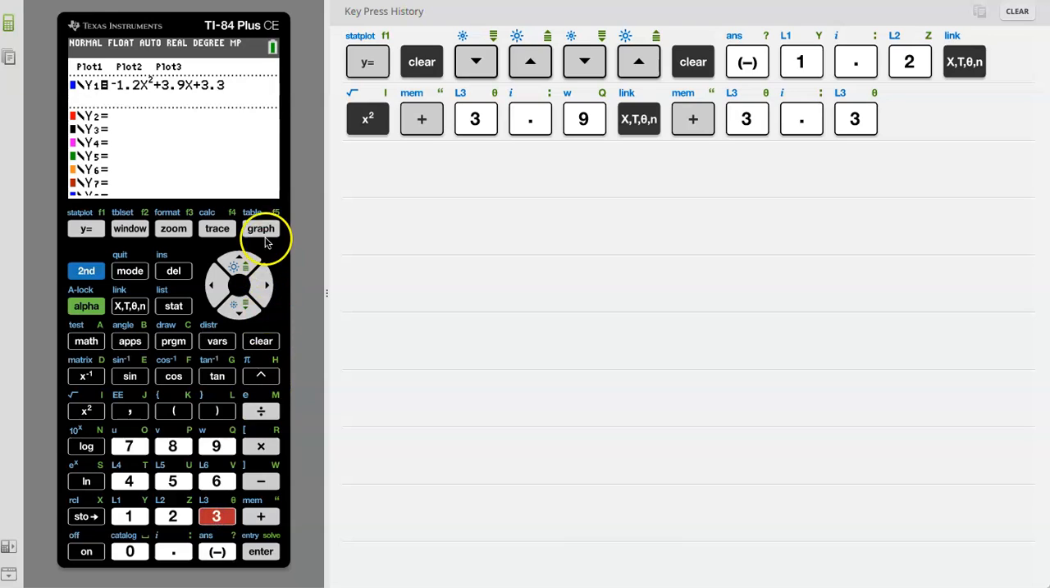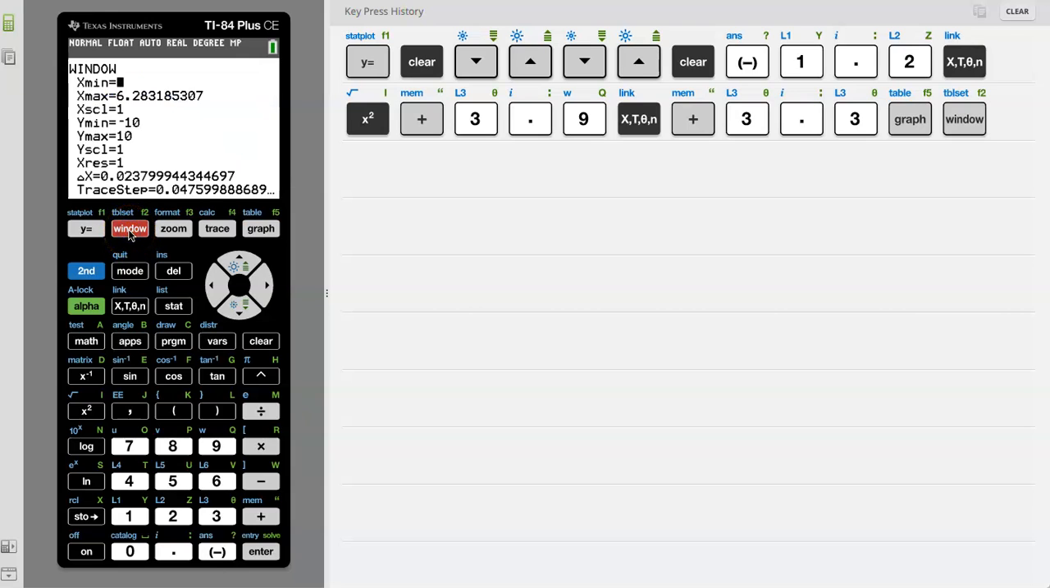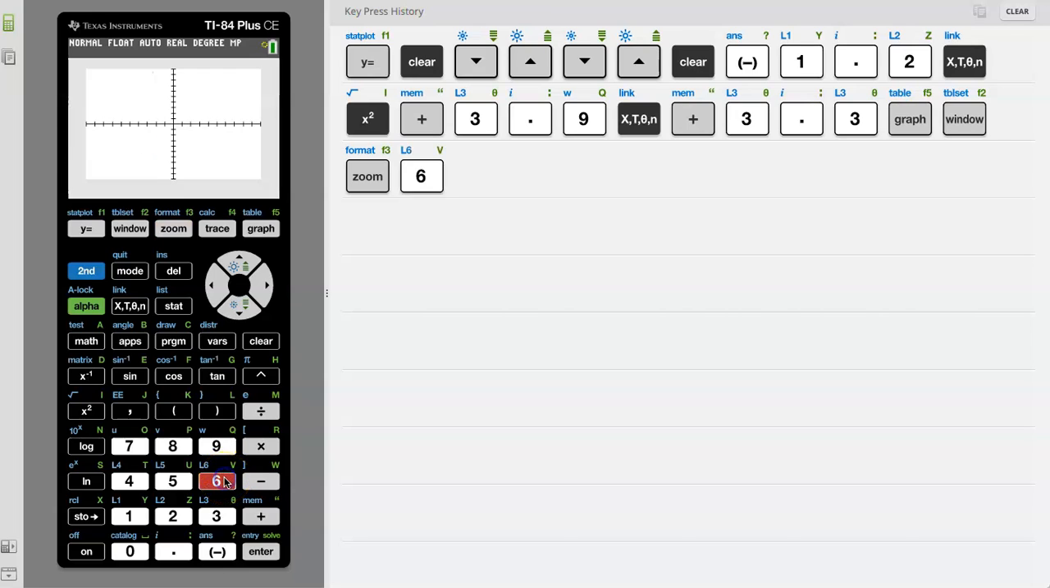Okay, and what we're going to do is press the graph button. We can see, it's a little bit zoomed in, but it's forming the shape of a parabola. To fix that a little bit, if you would like to, you can click on zoom. Option number 6, which is ZStandard, gives you a basic 10 by 10 window. If you click on option number 6, now you can see the full parabola shape.